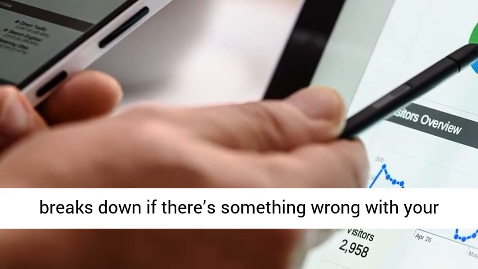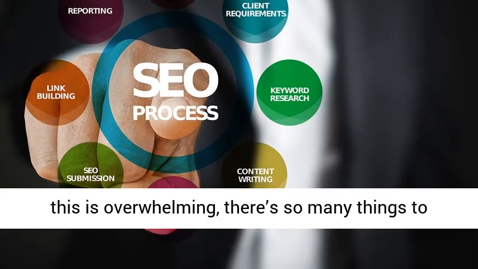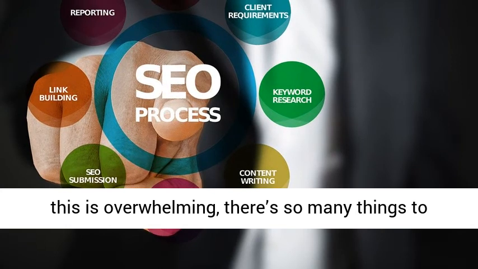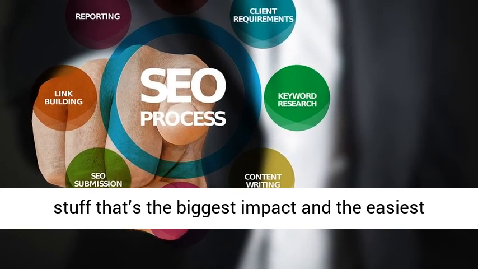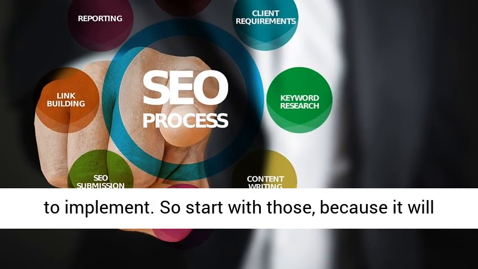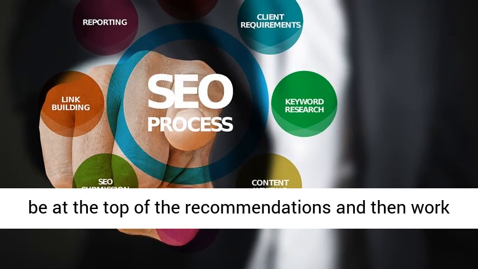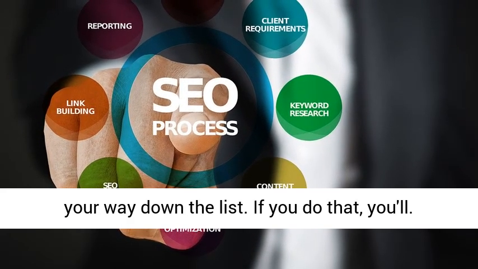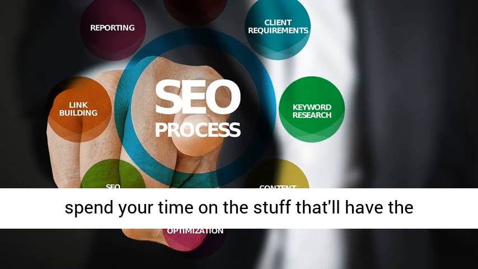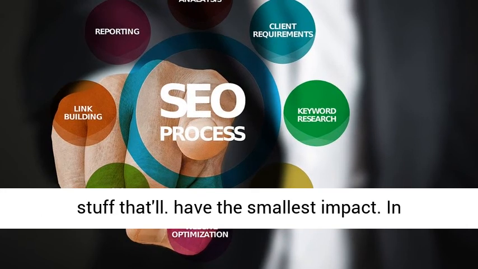Heck, it even breaks down if there's something wrong with your URL structure, and instead of being like, oh well, this is overwhelming, there's so many things to fix, the Ubersuggest site audit report breaks down the stuff that's the biggest impact and the easiest to implement. So start with those, because they will be at the top of the recommendations, and then work your way down the list. If you do that, you'll spend your time on the stuff that'll have the biggest impact versus spending your time on the stuff that'll have the smallest impact.